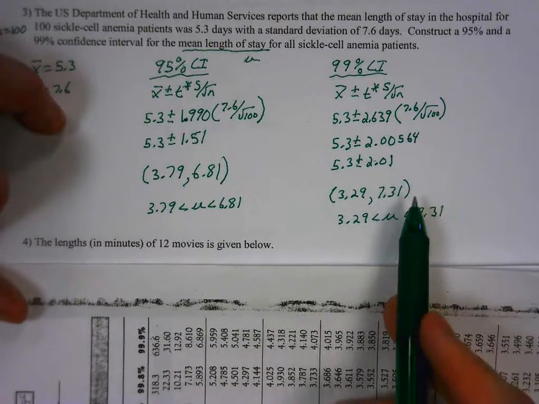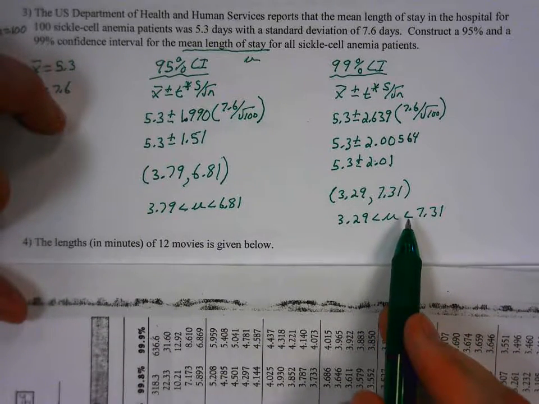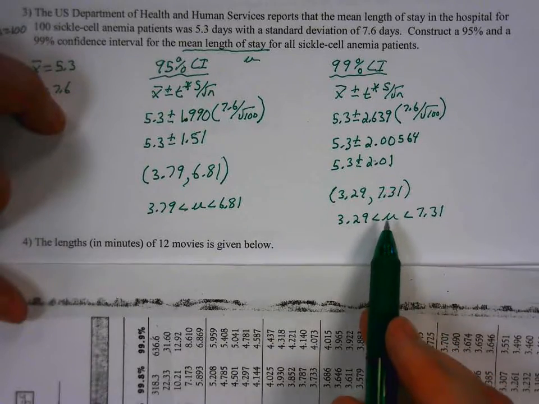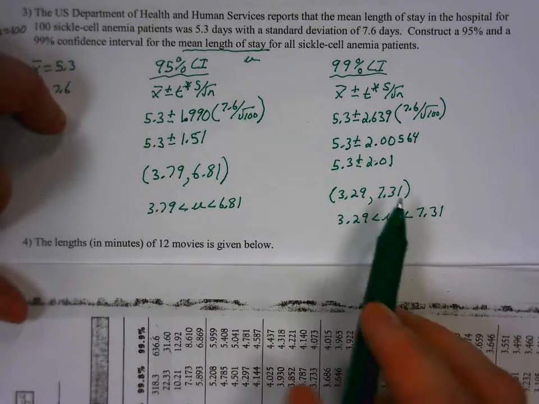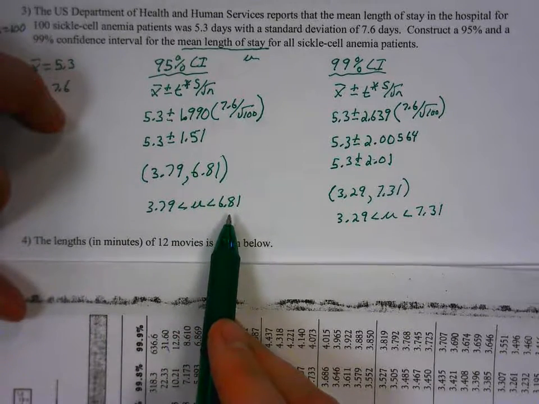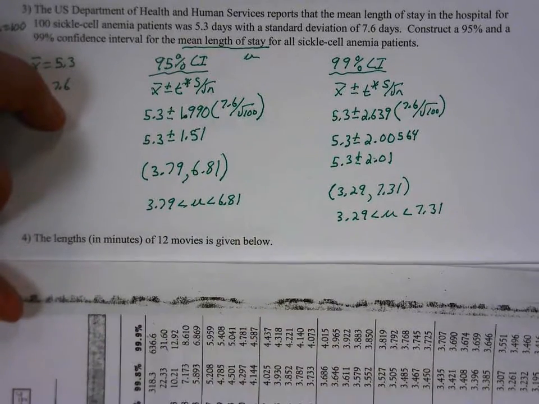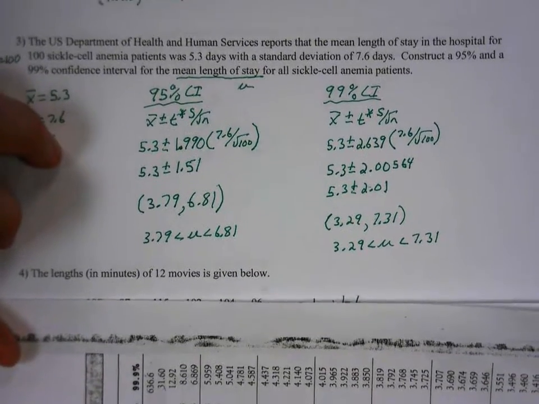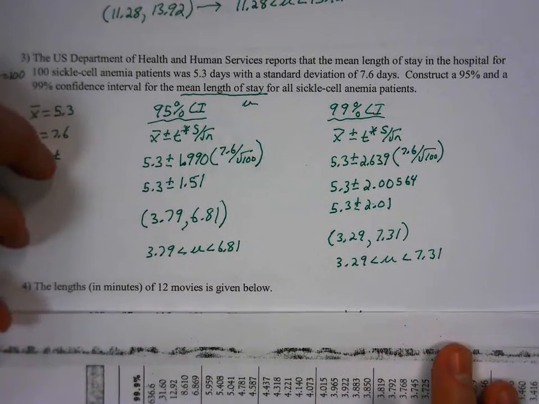So we're 99% confident that our interval contains the true value of mu, between 3.29 and 7.31. And 95% confident that 3.79 to 6.81 will contain the true value of mu. So that's if you're given in a word problem where they give you the mean and standard deviation.